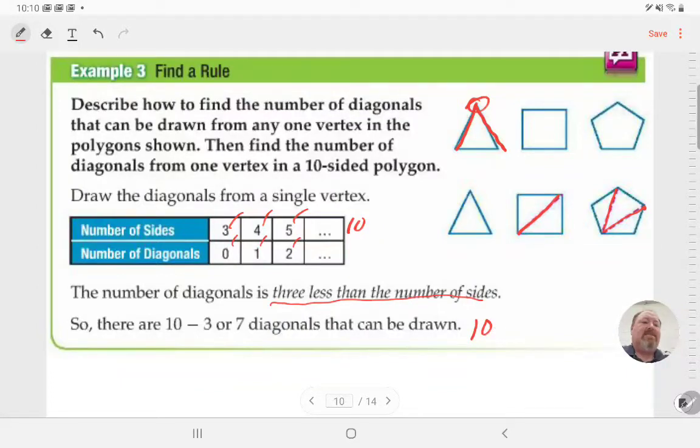minus 3. And that would equal 7. So I know that there are 7 diagonals on a 10-sided polygon. So again, once you find the rule, then the rest is pretty easy.